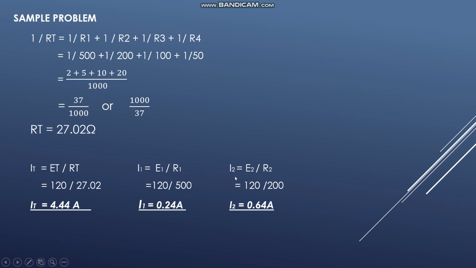Now, for I sub 1, the formula again is E sub 1 divided by R sub 1. 120 divided by 500, I sub 1 is equal to 0.24 ampere. I sub 2, the formula is E sub 2 divided by R sub 2. By substitution, 120 divided by 200, I sub 2 is equal to 0.6 ampere.